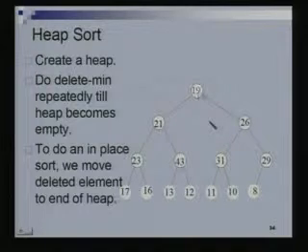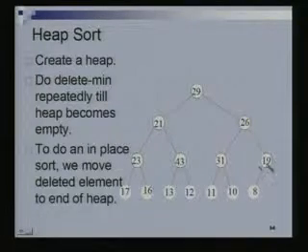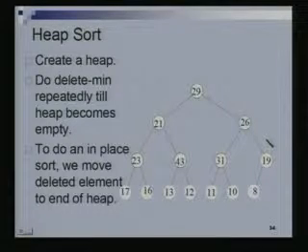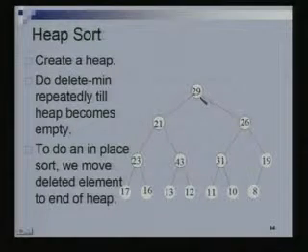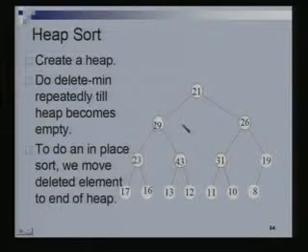Swap it with the last element. 19 and 29 get swapped. This element goes away from the array, gets dropped. And now we have to ensure that this is a heap. The heap property is violated here. Take the smaller of these two, 21. 21 and 29 are swapped. The heap property is still violated. Take the smaller of these two, 23, swap it with 29.